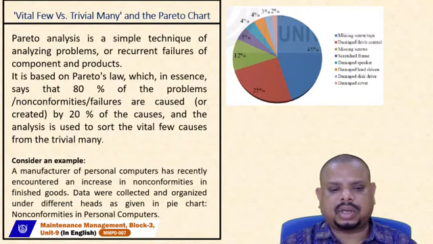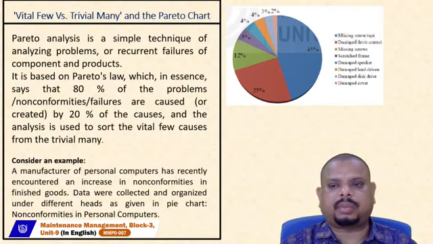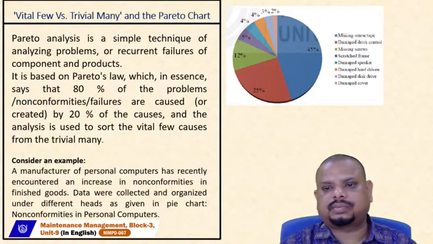So data were collected and organized under different heads, as given in the pie chart in the figures, for non-conformities in personal computers. So what are the non-conformities? Let's understand from the pie chart. The first one, missing screw tapes, is 45%. The next one is damaged drive controls, that is 25%. Then missing screw, that is 12%.